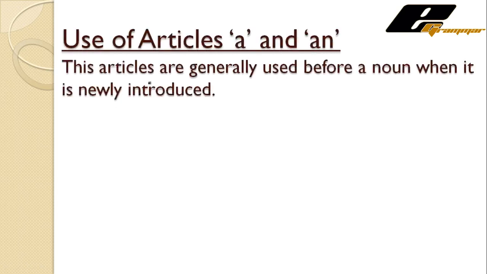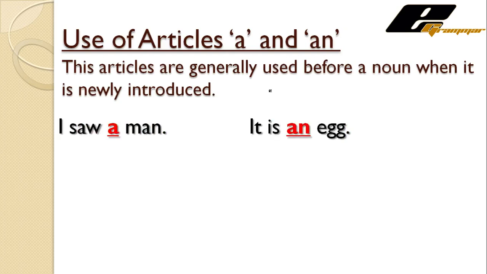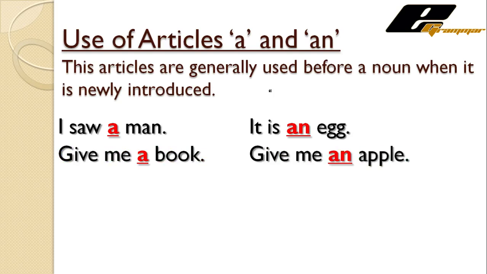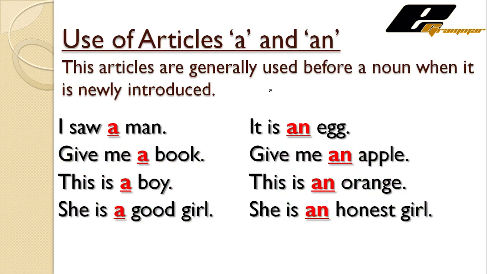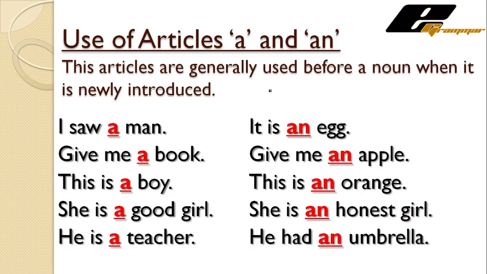Articles a and an are generally used before a noun when it is newly introduced. See some examples for this. I saw a man. It is an egg. Give me a book. Give me an apple. This is a boy. This is an orange. She is a good girl. She is an honest girl. He is a teacher. He had an umbrella. Understood? Now let's move to the next use of article a and an.